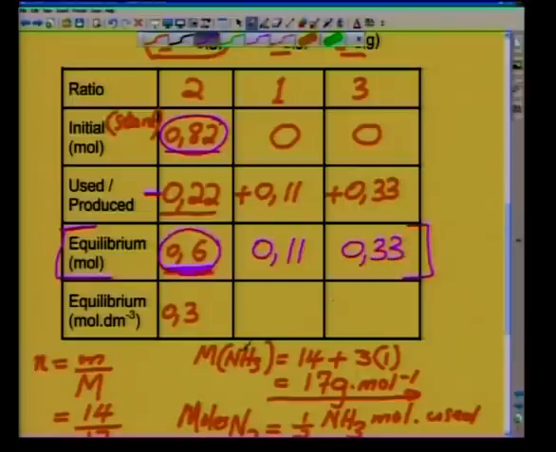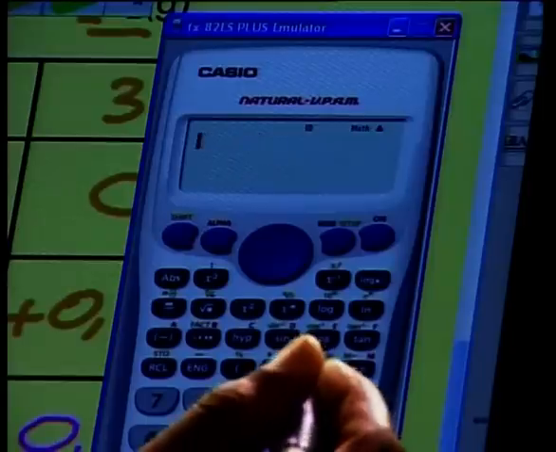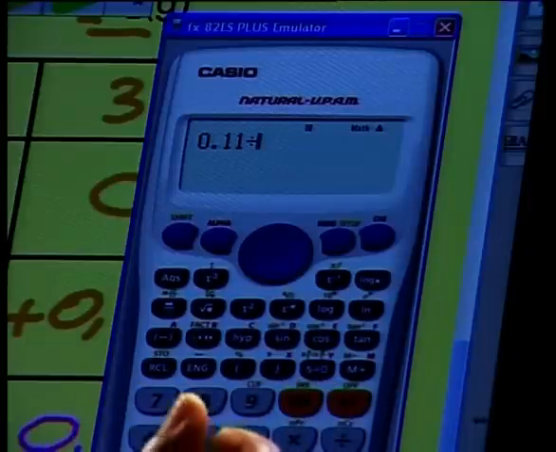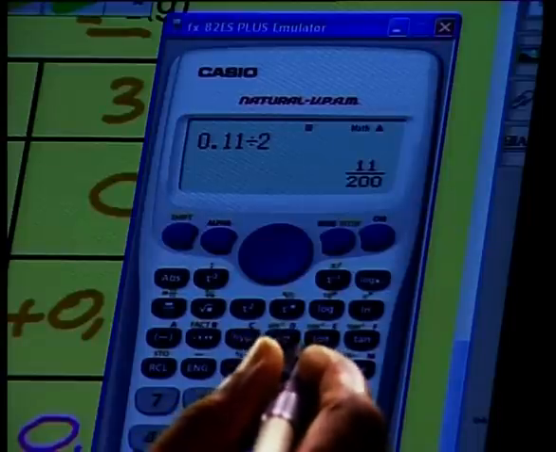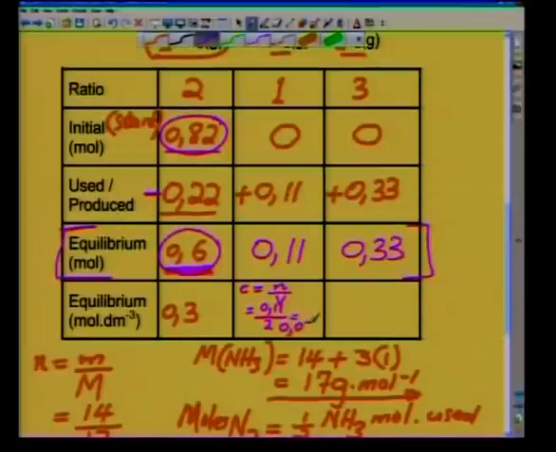Now, equilibrium concentration. Concentration, again, is number of moles over volume. So what will be the concentration here? The number of moles is 0.11 divided by the volume, which is 2. We can use the calculator again quickly: 0.11 divided by 2. That is the volume of the vessel. And what is the answer? That will be 0.055. So the concentration is 0.055.